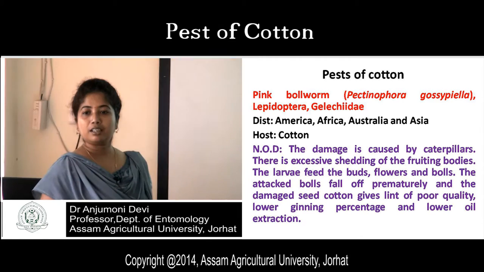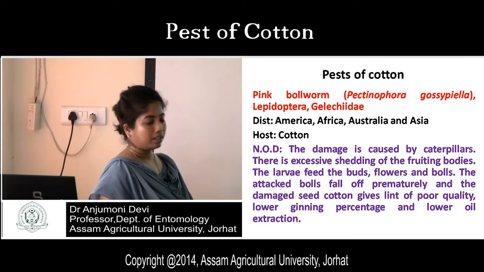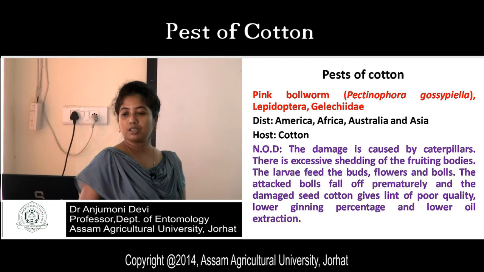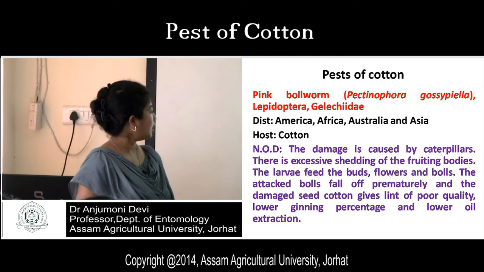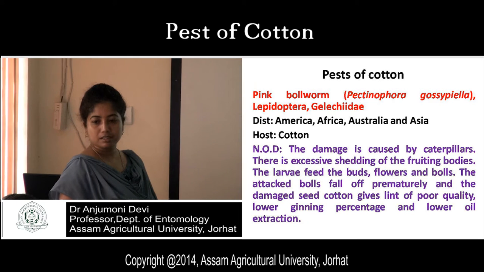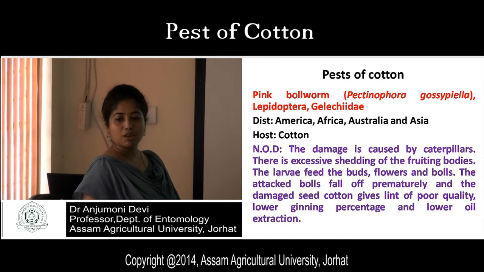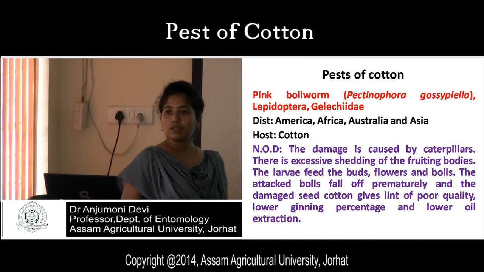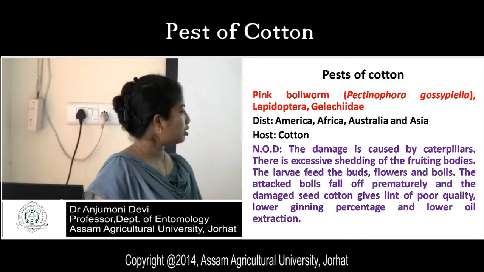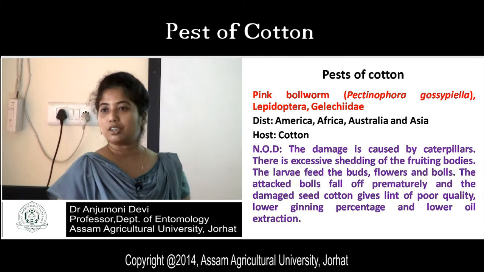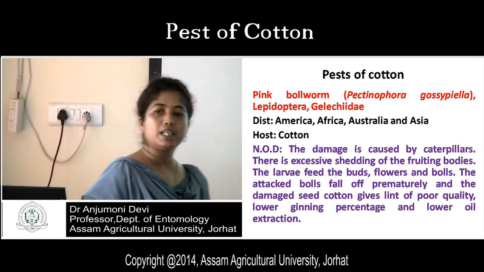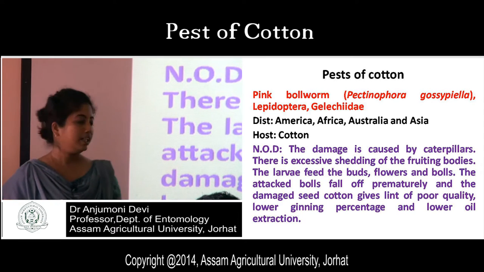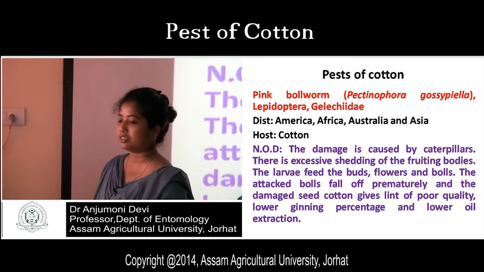It means the cotton is of poor quality due to the excreta of the insect and also due to infestation by the insect. And there is a lower ginning percentage. Due to infestation of this pest, the ginning quality of the cotton is reduced, so extraction of thread is less. And also there is lower oil extraction. Sometimes oil is extracted from the cotton seed, and when the pest infests the cotton, the extraction of oil is less.